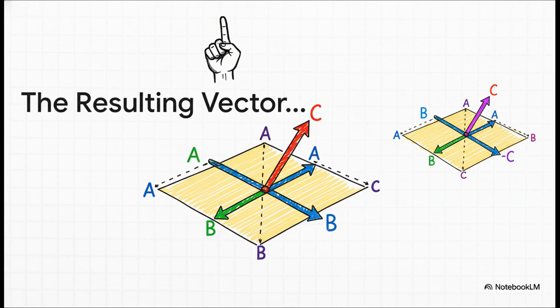And check out that last point. If you swap the order, B cross A instead of A cross B, the direction of the new vector flips 180 degrees. It's a property we call anti-commutative, and it's a huge difference from the dot product.